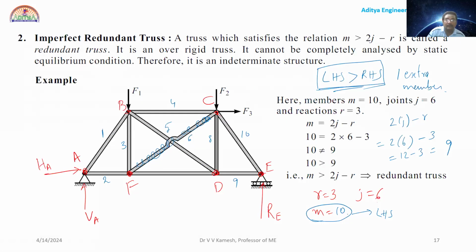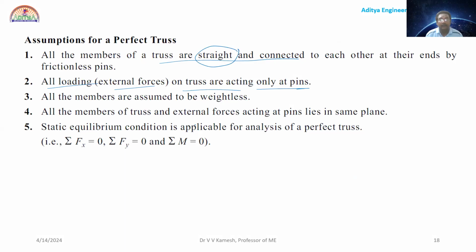You see in the earlier diagram, F1 is acting at B, F2 at C, F3 at F. So you should not apply the force in the middle of a member. You need to apply it at the joints only. So this is one condition. All the members are assumed to be weightless. You might have observed all are made of metal, mainly steel or iron. So why should I consider the steel or iron beams with heavy weight as weightless?